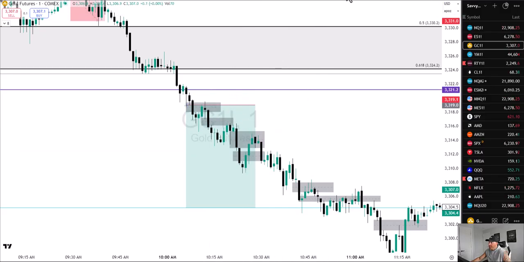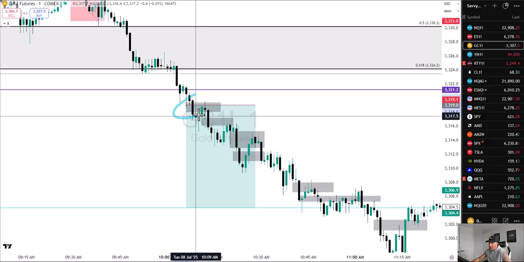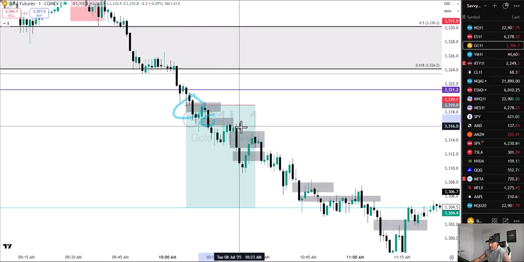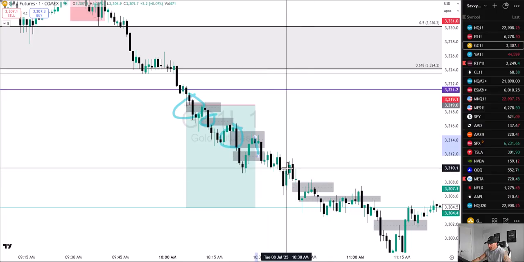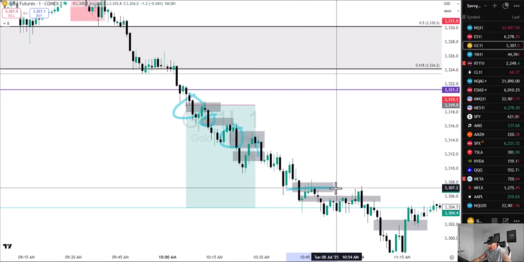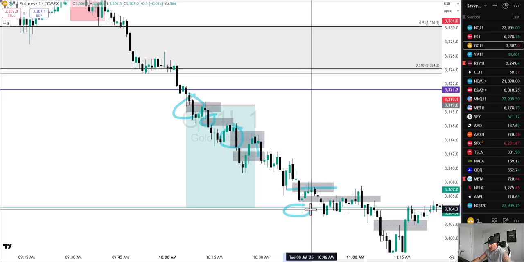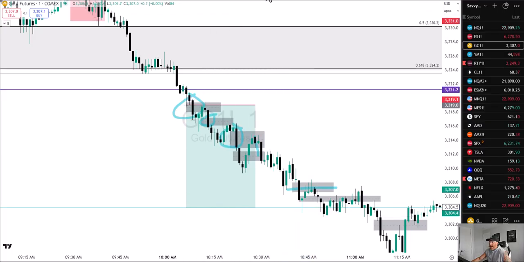So we didn't hold this first fair value gap. We've been holding all these first fair value gaps right here, right here. Now this one we came up and hit this second one and then dumped. But if you look here, we hold this fair value gap, right? And then we hit target right here. So either way, happy with the trade.